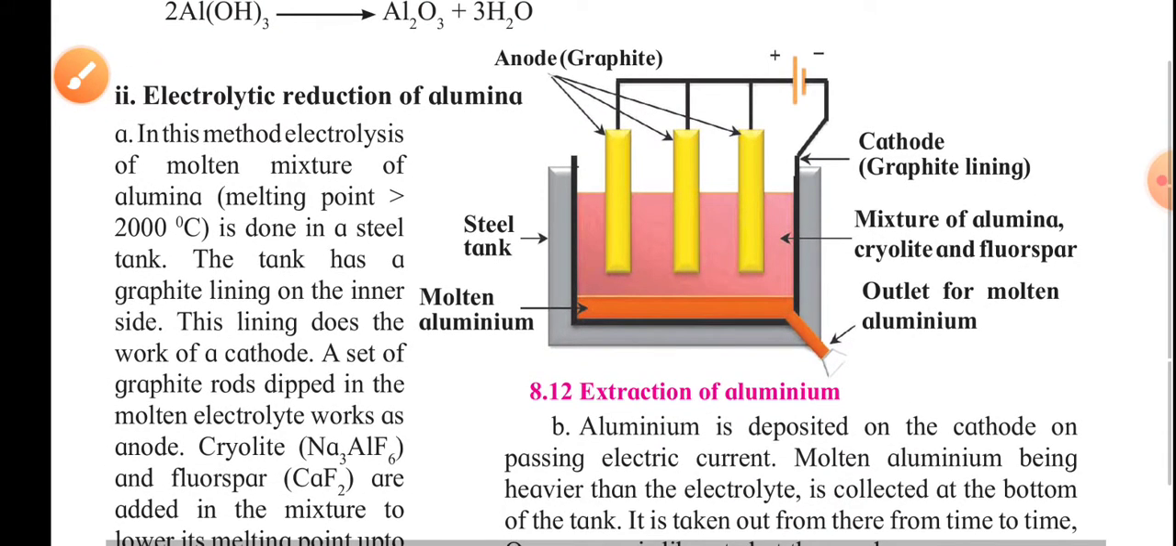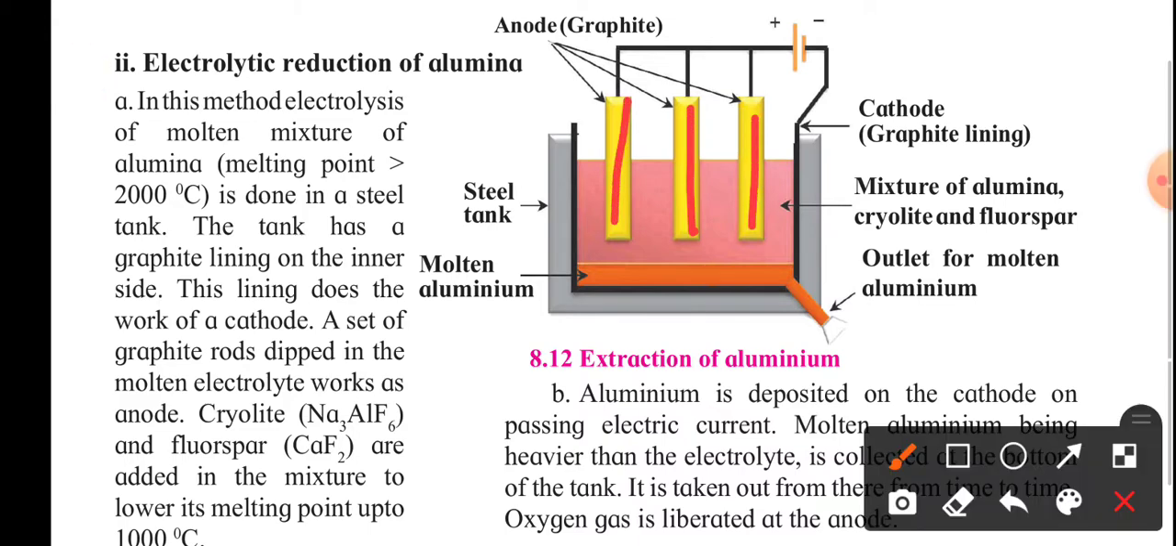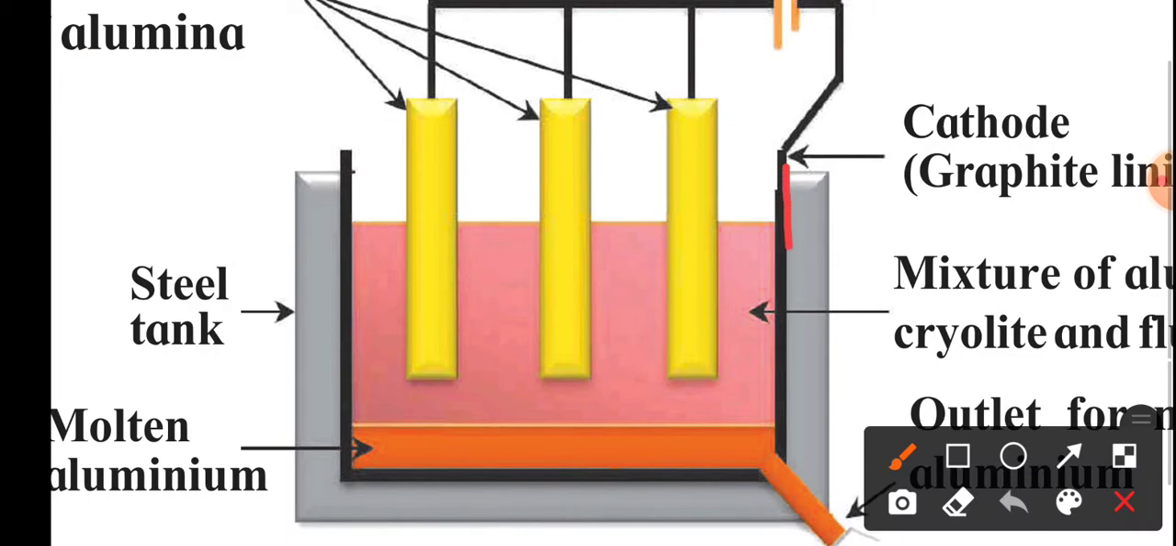The second step is the electrolytic reduction of alumina. The alumina that we have obtained is taken for electrolytic reduction. In this, the anode is made up of graphite, and the steel tank we are using is layered from inside. You can see here, if I enlarge this picture, the graphite film attached to this particular tank to make it a conductor.